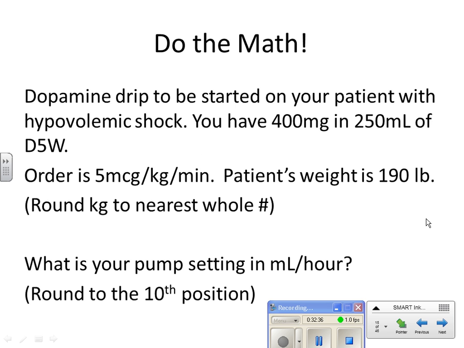So let's do some math. We have a dopamine drip to be started on your patient with hypovolemic shock. You have 400 milligrams in 250 mLs of D5W. The order is 5 micrograms per kilogram per minute. The patient's weight is 190. So the question is, what is your pump setting in milliliters per hour, and round to the 10th position? So what's the first conversion that you have to do? Pounds to kilograms. So how many kilograms is he?